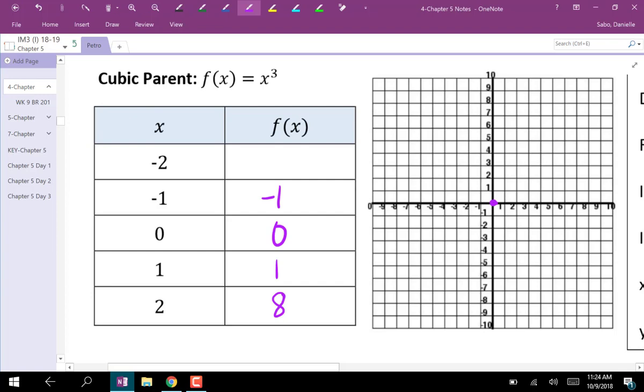Now you do it again, but we have negatives, so basically it's going to be the opposite sign, which is negative 8. Okay? So let's graph this in. 0, 0, 1, 1, 2, up 8, negative 1, negative 8. And it looks like a little snake.